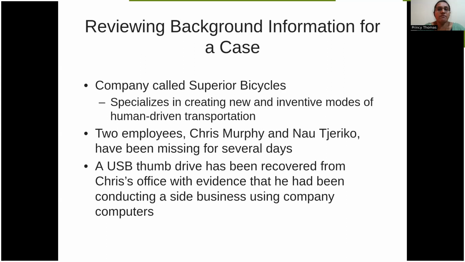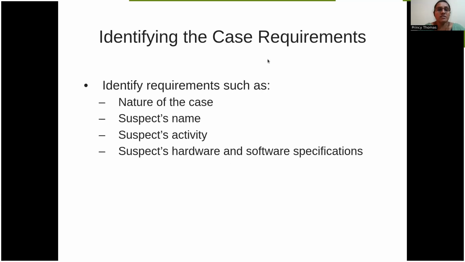Reviewing the background information of a case. Suppose a company called Superior Bicycles specializes in creating new and inventive modes of human-driven transportation. Two employees, Chris Murphy and Noah Jericho, have been missing for several days. A USB drive has been recovered from Chris's office with evidence that he had been conducting a side business using company computers. So what is required?